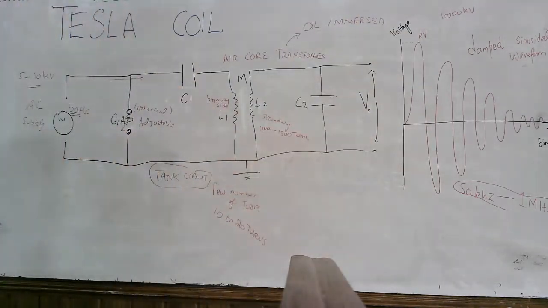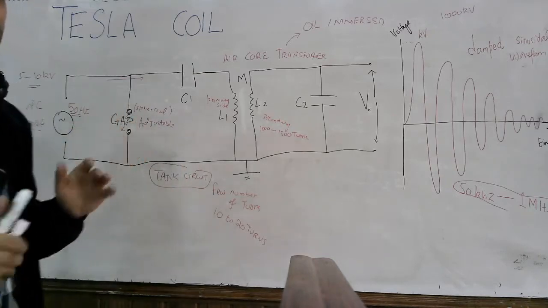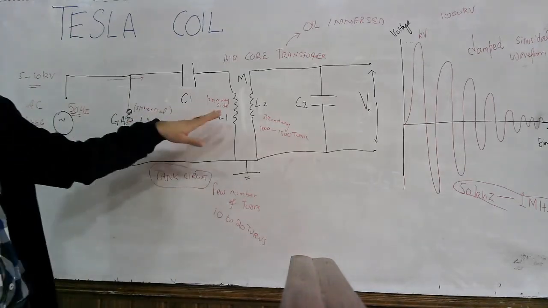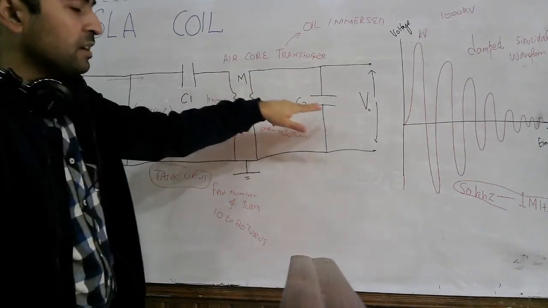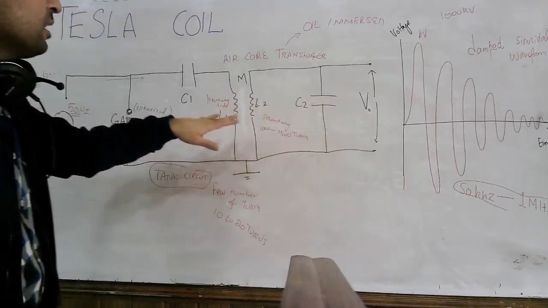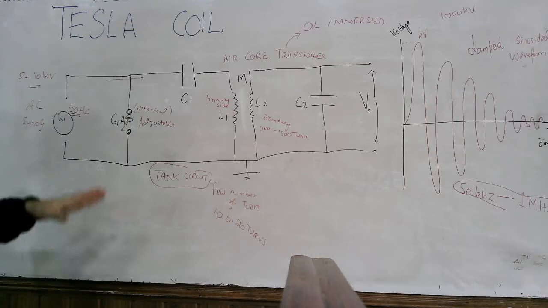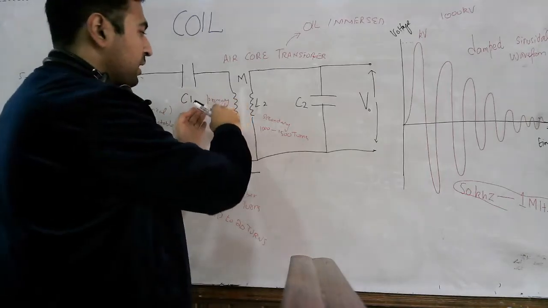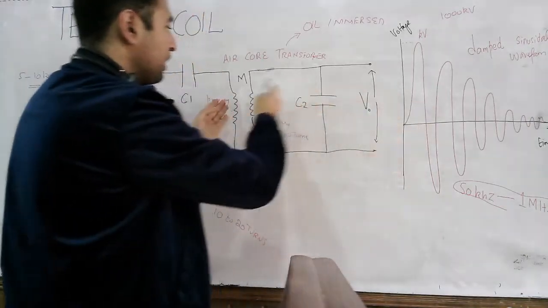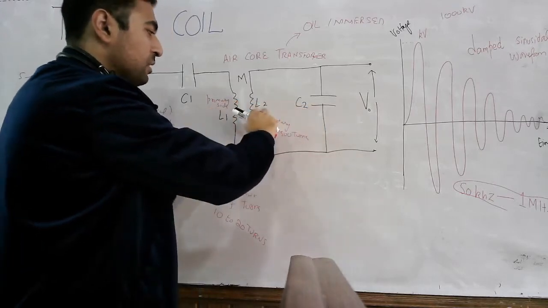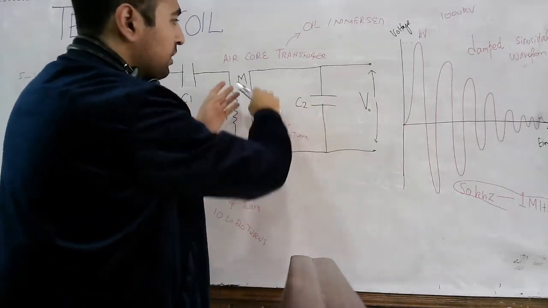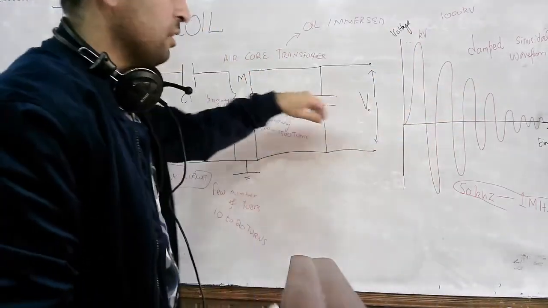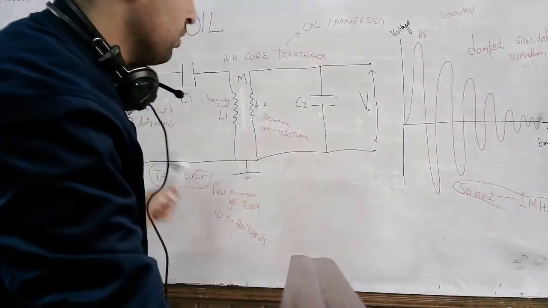And one thing we need to take care of is the oscillation frequency, or the resonant frequency. The resonant frequency of this inductor and capacitor must be matched with the resonant frequency of this circuit. When this circuit is resonating and the voltage here is matched with the resonant frequency of this inductor and capacitor, this circuit also resonates, and we are able to get a very high voltage on the output side. This is how this circuit works.